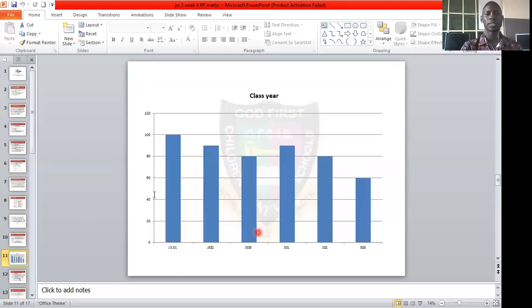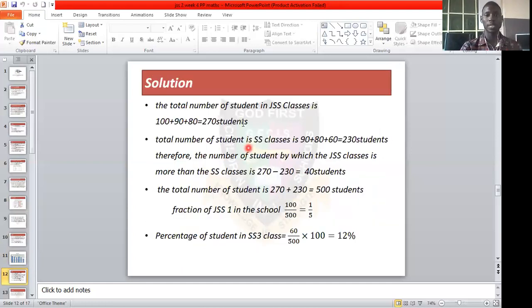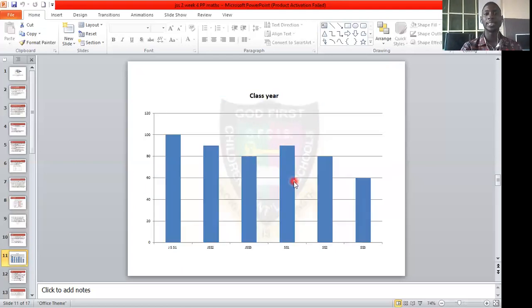Number 2 says the total, which is 270. The total number of students in SS classes is what? SS1 is 90, SS2 is 80, while SS3 is 60, which will now give you 230.